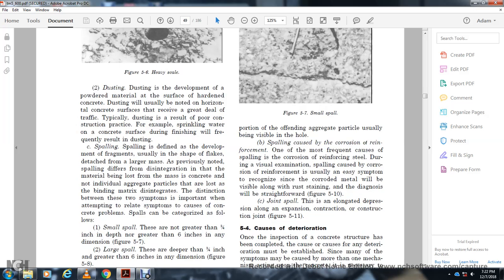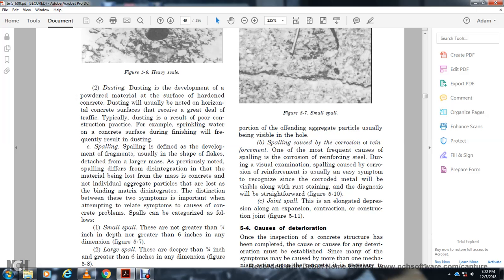of concrete. The difference between spalling and disintegration is that in spalling the material being lost is a mass of the concrete, not individual aggregate particles; the binding matrix does not disintegrate. The distinction between these two is important when attempting to relate the symptom to the concrete problem. Spalls can be categorized as follows.